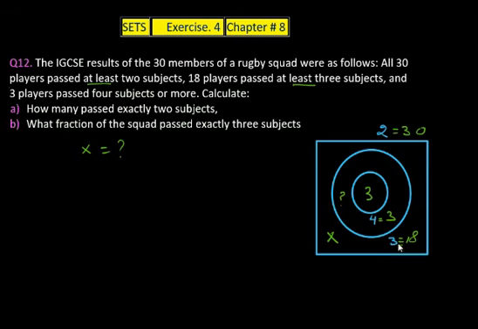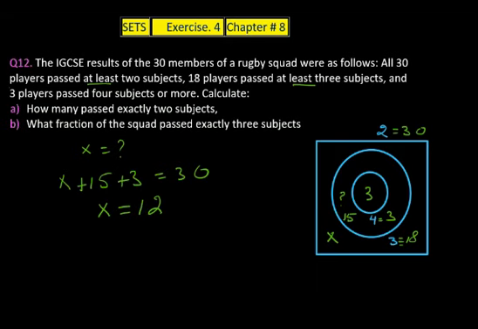We know that the number of students who passed 3 subjects is 18, and 3 passed 4. So 18 minus 3 is 15. It means 15 students are the only ones who have passed exactly 3 subjects. Now you can add these 3 portions to equal 30. So x plus 15 plus 3 equals 30. 15 plus 3 is 18, and 30 minus 18 is 12, so x equals 12. The number of students who passed exactly 2 subjects is 12.